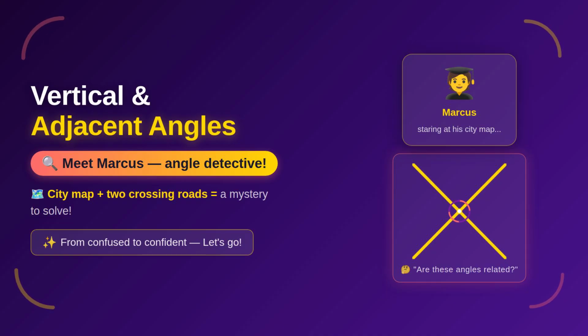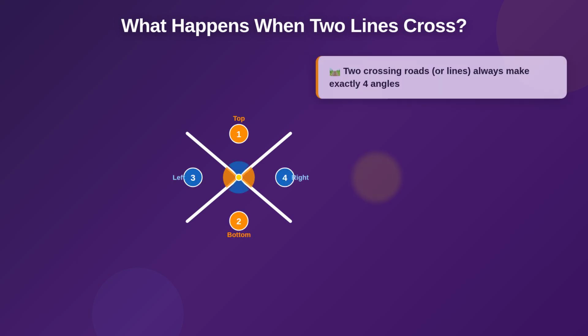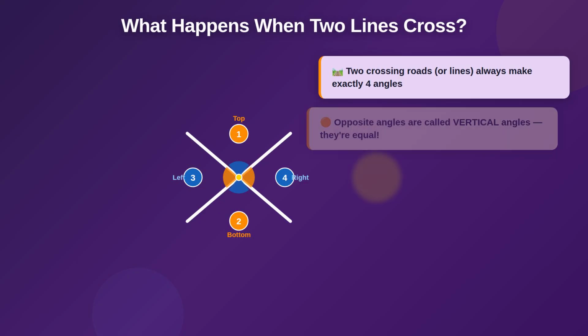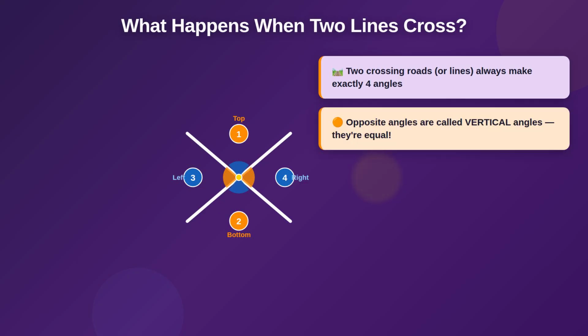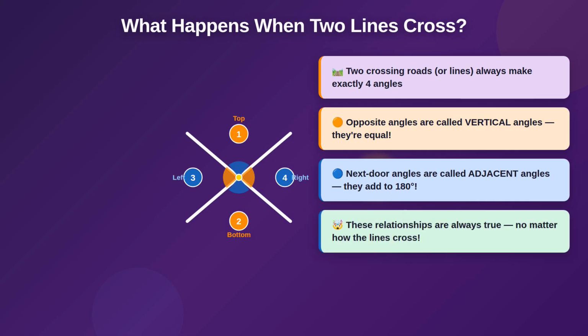Let's go. So, Marcus is looking at this X on his map, two roads crossing, and he counts the angles. 1, 2, 3, 4. Yup, every time two straight lines intersect, they always make exactly 4 angles. Now here's the exciting part. Those 4 angles aren't random. They come in 2 special types, vertical angles and adjacent angles. These 2 types have a relationship that will blow your mind. Ready to meet them?